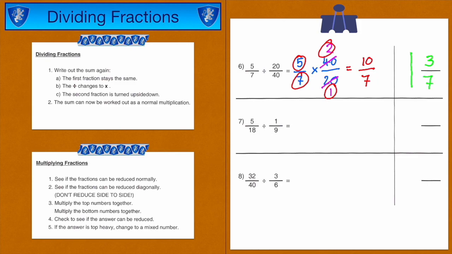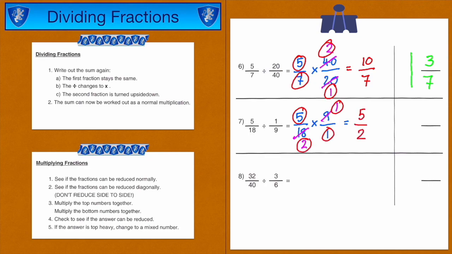Let's look at number 7. So first of all, we need to write the sum out again. 5/18 stays the same, divide changes to times, and the second fraction goes upside down. So it's 9 over 1. And then see what we can reduce. 5 and 18 we can't do, 9 and 1 we can't do, 5 and 1 we can't do, but 9 and 18 we can divide by 9. So we're going to say that's 1 times 9 and that's 2 times 9. Then we'll work it all out. So we've got 5 times 1 is 5. 2 times 1 is 2.